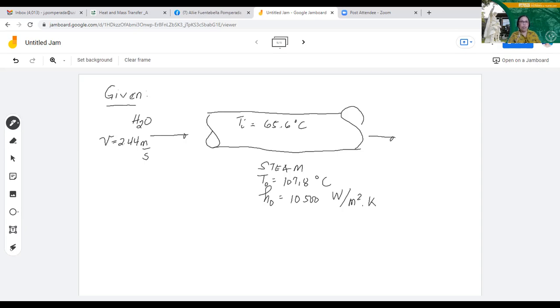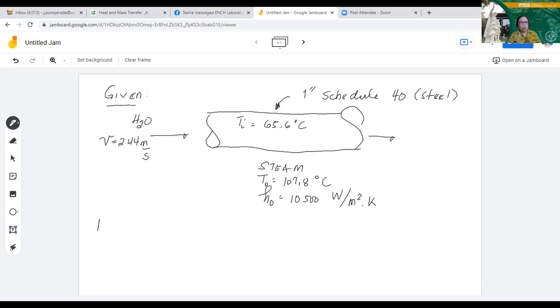Now we are given the information about the pipe. For our pipe, the size is 1 inch and its schedule number is 40. And it's a steel pipe. I think that's it for our given.